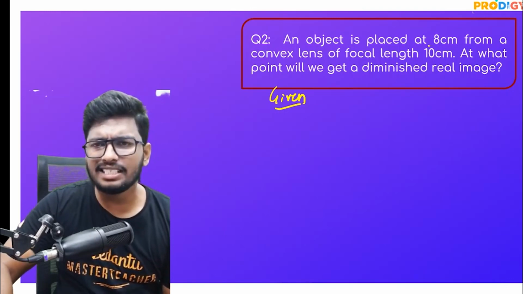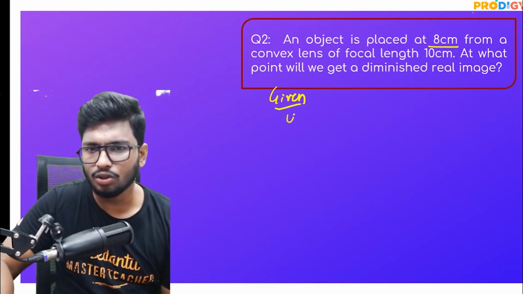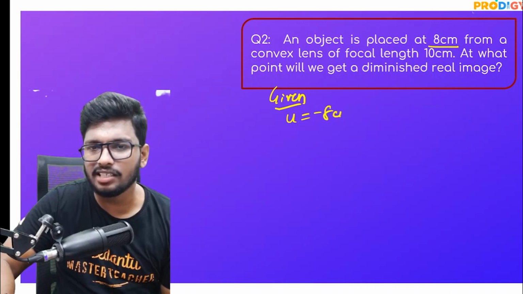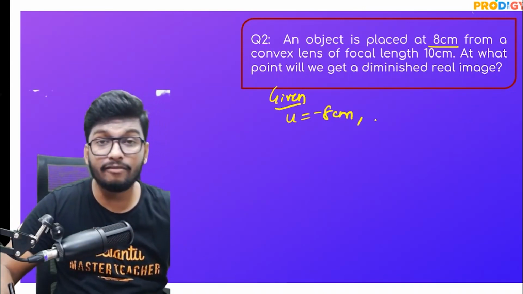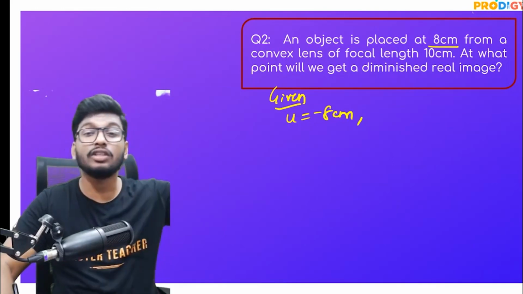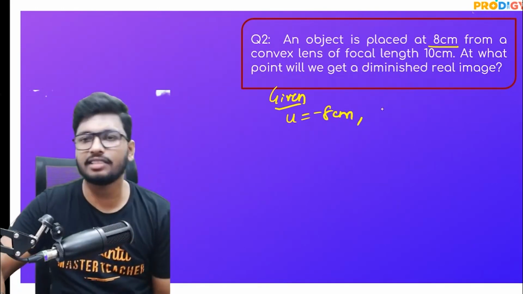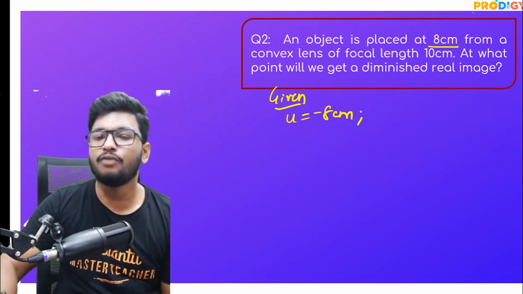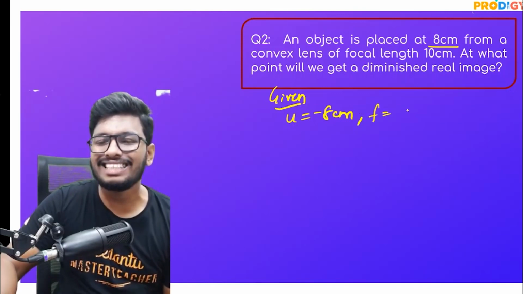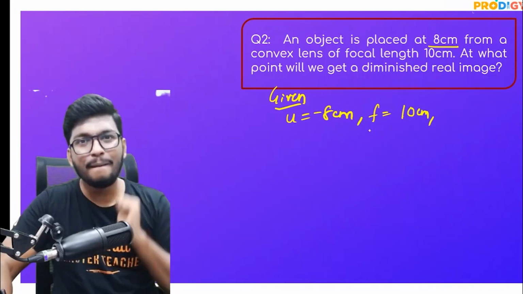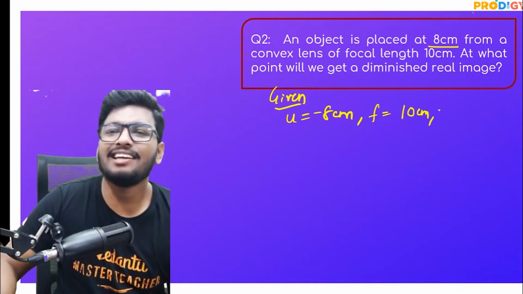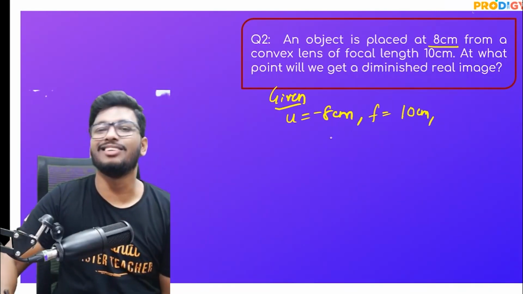The object is placed at 8 centimeter. So u is going to be minus 8 centimeter. Object distance will always be negative because we are always keeping the object on the left hand side, right? So it's going to be minus 8 centimeter. Convex lens has a focal length of 10 centimeter. Now it's a convex lens, which means that the focal length is going to be positive, right? Now find out where you're going to get a diminished and a real image, right?